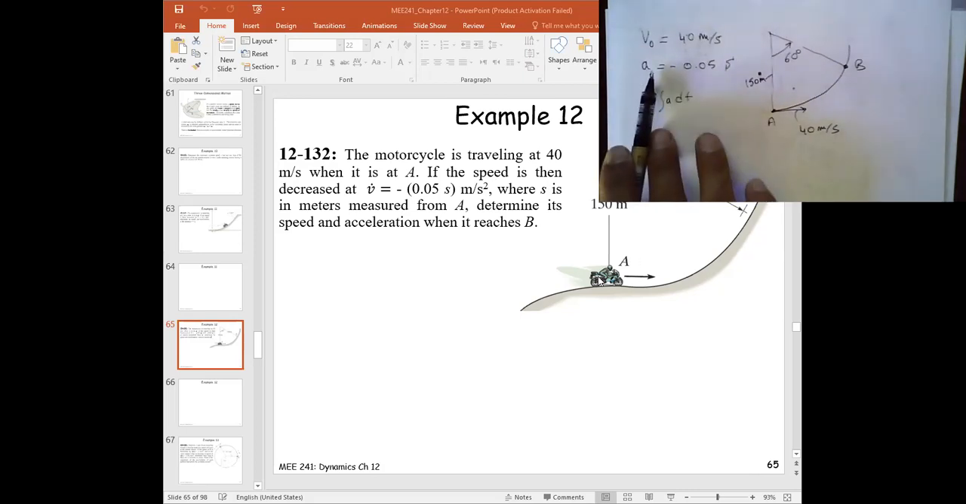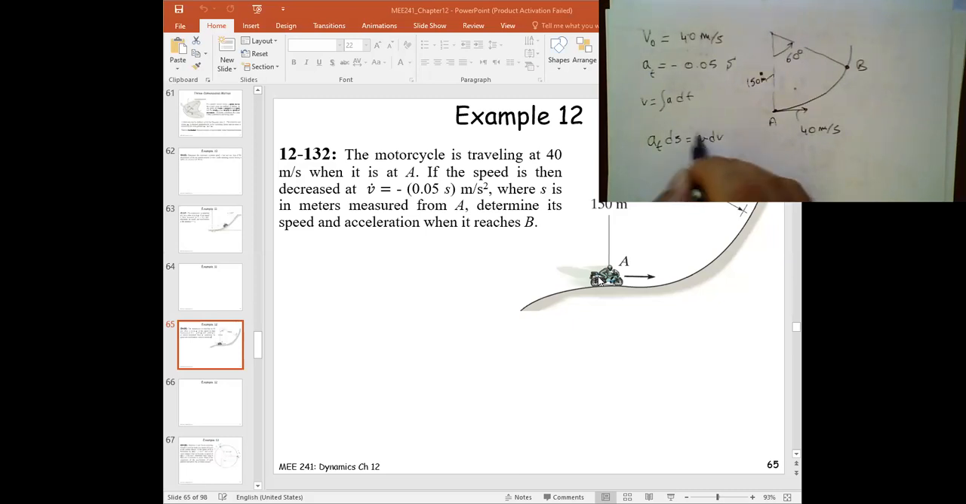So every time, guys, the acceleration is given to you as a function of the position, not time, you should just use A ds equals V dV, right? And then you integrate that. So if A is given to you as a function of S, then you can integrate that, right?